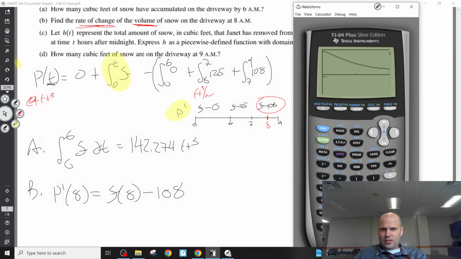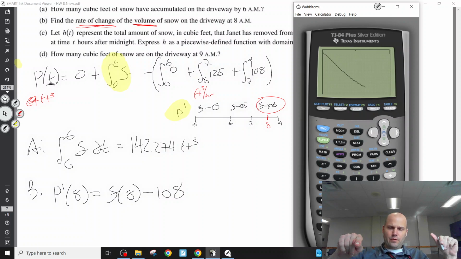Janet needs to graph. Pause. Hide. Zoom. Fit. This is the rate of change. This is the derivative. So P prime is negative, which means Janet is crushing right now. Janet is reducing the amount of snow.